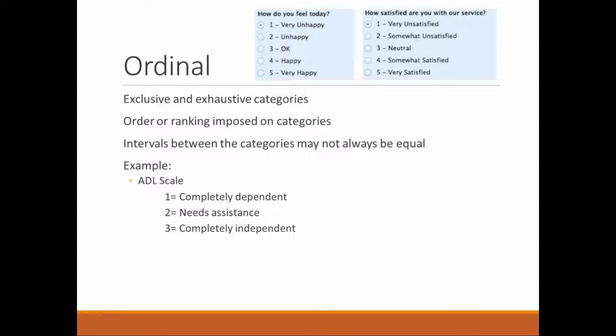The next level is ordinal. It has exclusive and exhaustive categories. There's order or ranking imposed on the categories, and there are intervals between the categories, but they may not always be equal. Here's an example: an activities of daily living scale. Completely dependent, needs assistance, or completely independent.